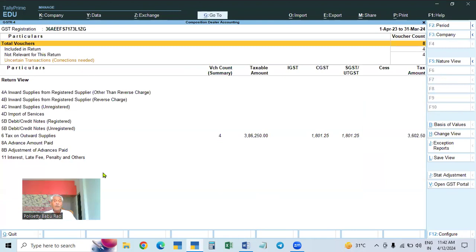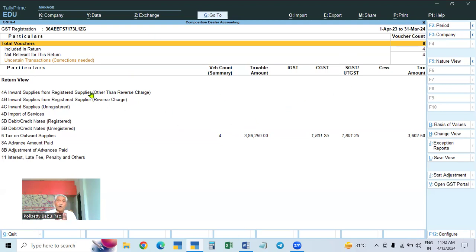So every quarter we are filing CMP 08, the liability, and paying the tax. The taxable amount total, including non-taxable goods also, the total supply, what taxable supply we made, and what tax we paid will be auto-populated from CMP 08 into GSTR-4. But purchases, we are not filing anything. That is why purchases we have to show manually in GSTR-4.